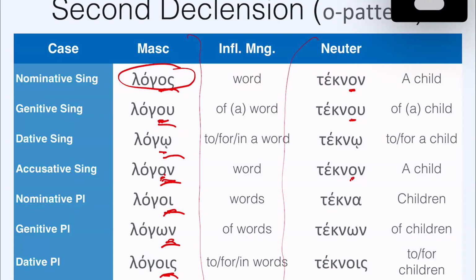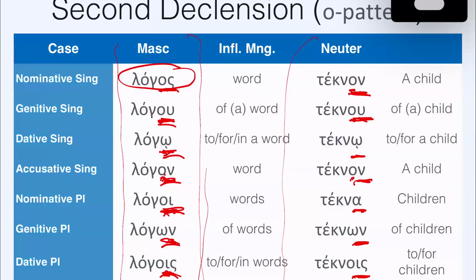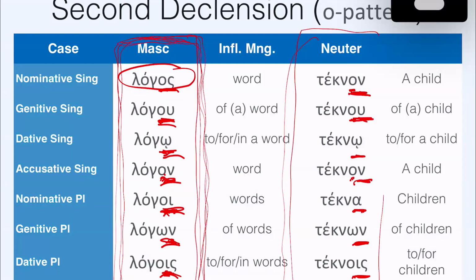Here's our teknon form. So instead of os, we've got on, we've still got u, we've still got o, we've still got on, and in our plural, instead of oi, it moves to an alpha. We've still got own, we've still got ois, and instead of us, we've got that alpha again. So two similar patterns in the second declension. This pattern here is what we call our masculine second declension. So these are masculine nouns. And this one here we call our neuter second declension, neuter.